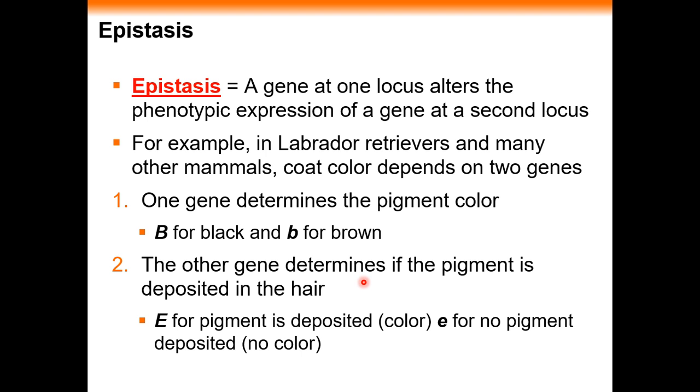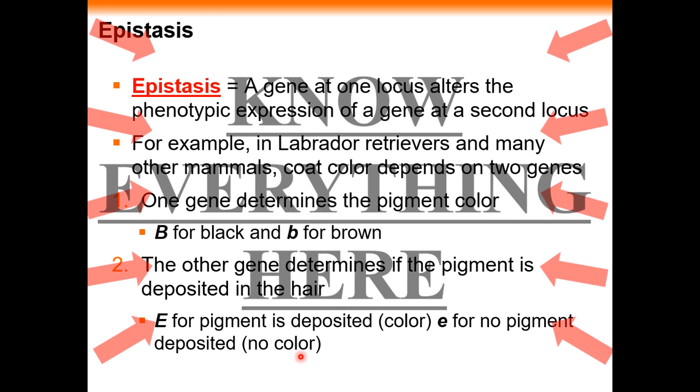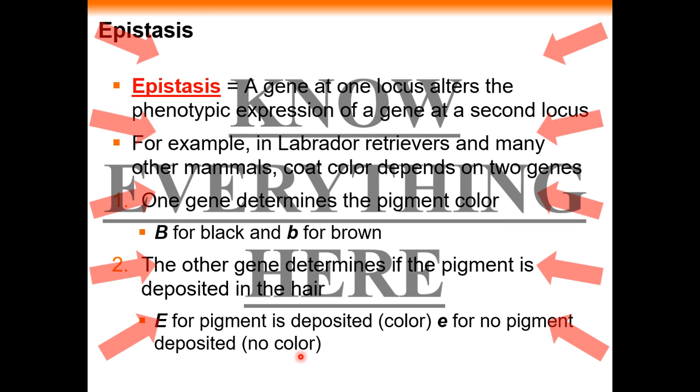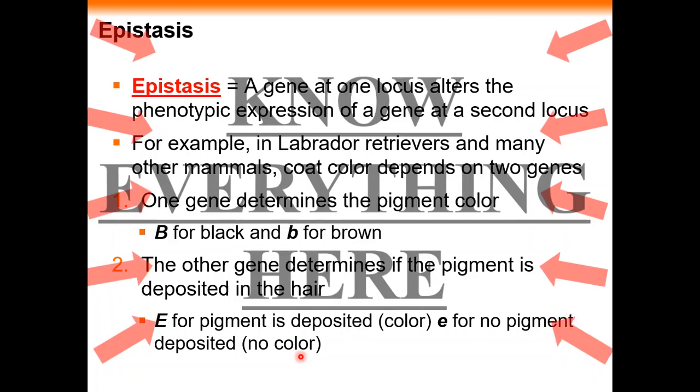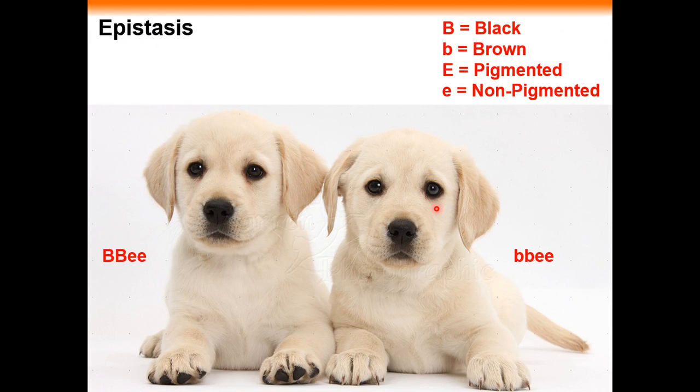But then there's another gene that says if you have this gene, then pigment will get deposited. If you don't have this gene, pigment is not deposited. So if you're capital E, pigment gets deposited. If you have a lowercase e, we don't deposit pigment, so there's no color. So I'll put this in a picture, and hopefully this makes sense. But if this doesn't make sense after the picture, you want to go back and rewind and replay this. You want to make sure you understand epistasis, where one gene determines the phenotypic expression of another gene.